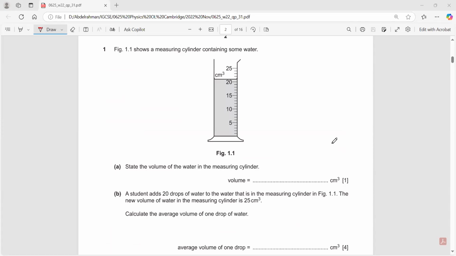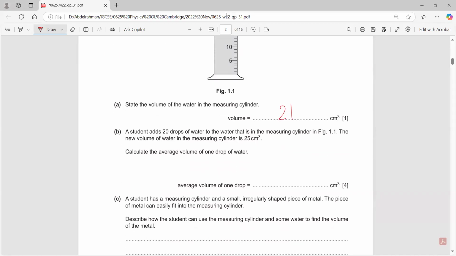Figure 1.1 shows a measuring cylinder containing some water. State the volume of the water in the measuring cylinder. Can I find the volume of the water in the measuring cylinder? Yes. From the reading, it's just above 20, and it is 21. Yes, 21 centimeters cubed. Question B, a student adds 20 drops of water to the measuring cylinder.